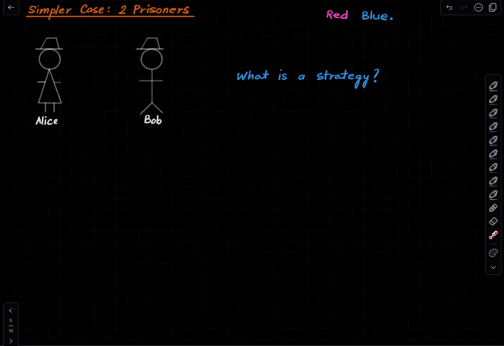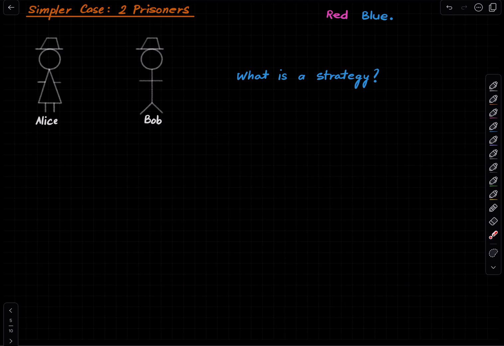So that is the simpler problem. And as I said, they are allowed to strategize in advance. Before the hats are placed on their heads, they are allowed to discuss a strategy amongst themselves. And the question for now is, what is a strategy? How do we even mathematically capture a strategy?